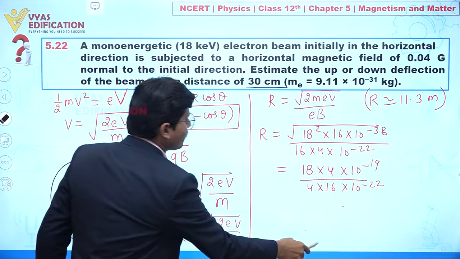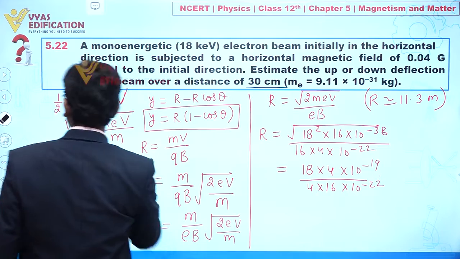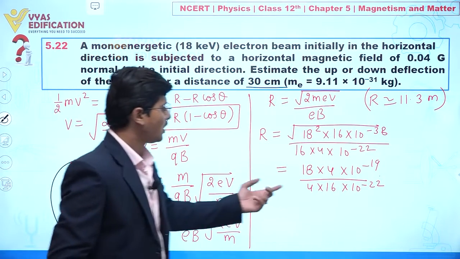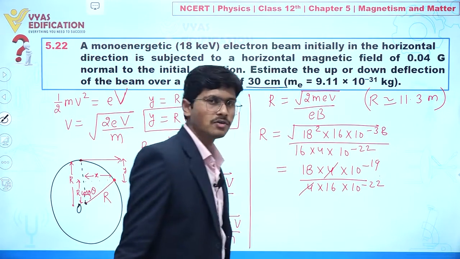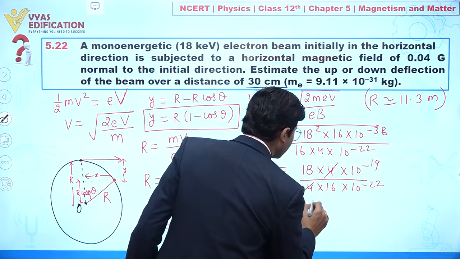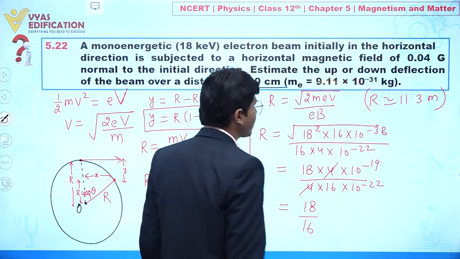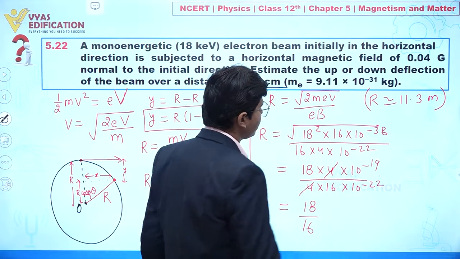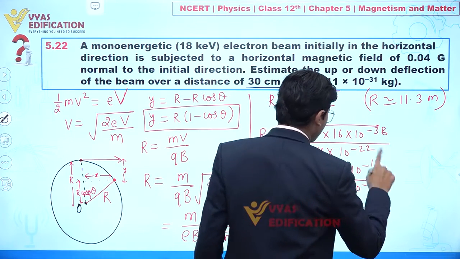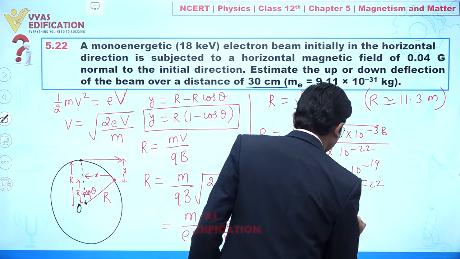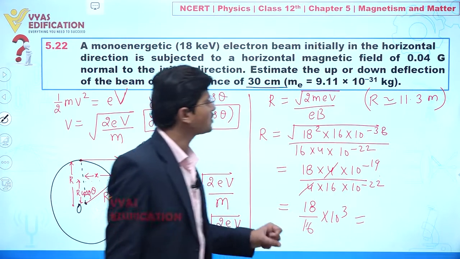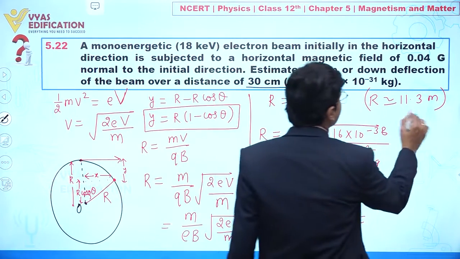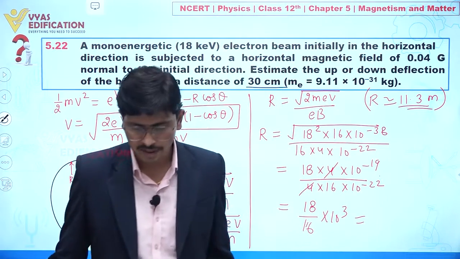From here we can see 4 and 4 cancel out, and this is 16. So 22 this one we have, and that is 19, so we can say this is 10 to the power 3. If you solve it, approximately you will find that it is 11.3 meter. That's final. You can do some calculation.